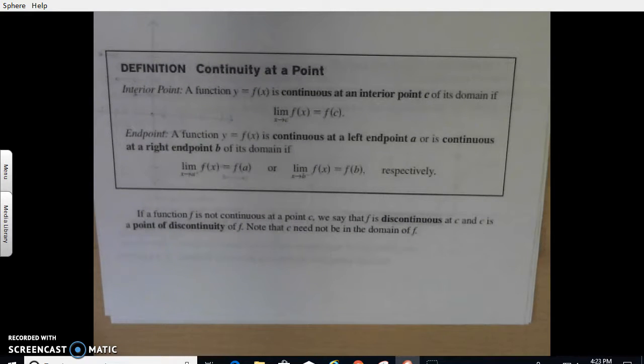And if a function f is not continuous at a point c, we say that it is discontinuous at c, and c is a point of discontinuity of f.